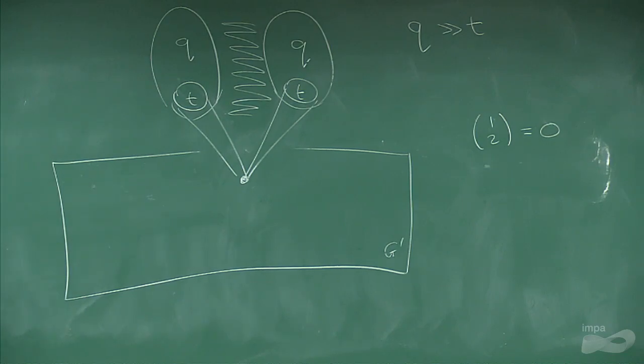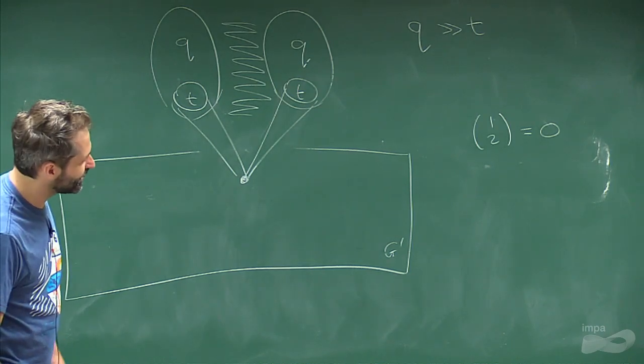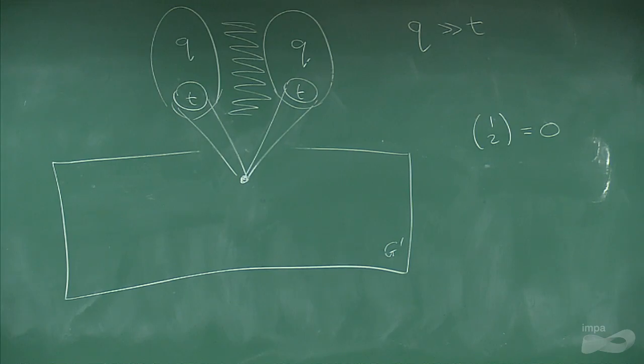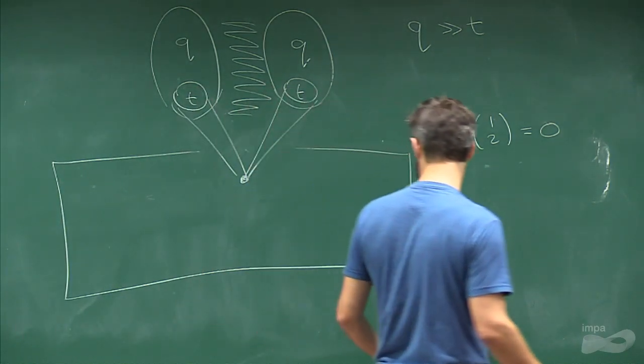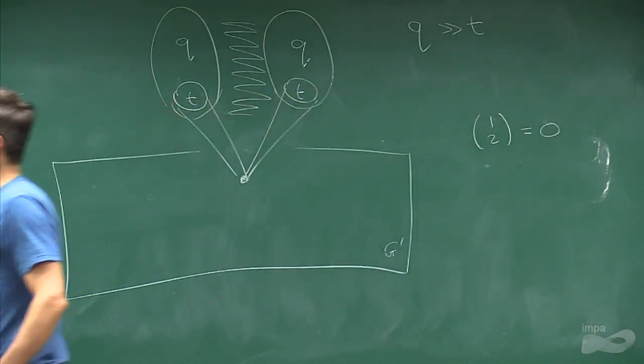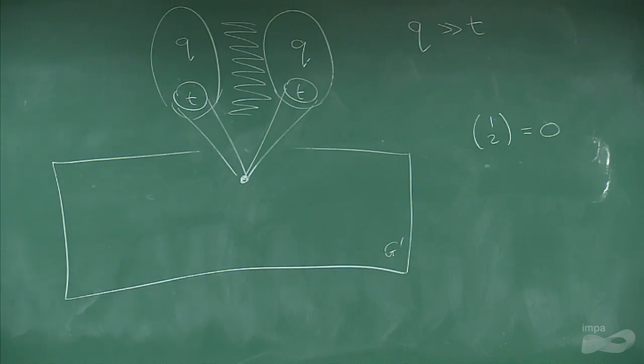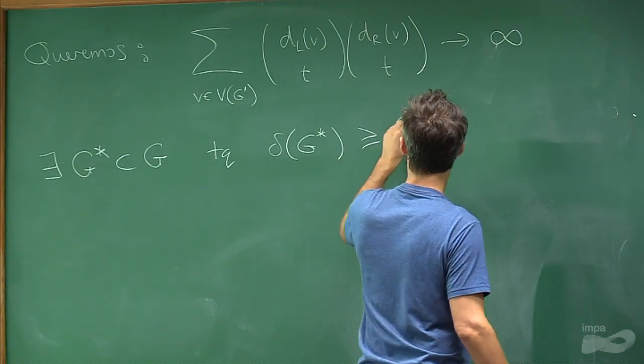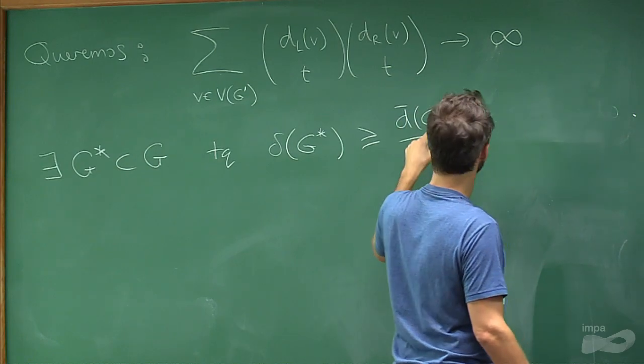So let's go back to the start. I shouldn't have called this G now, G prime. I'm going to start out by, I can't use H either. OK, I'll start with a G star. Let's call it G star instead. So there exists a G star subset of G, a subgraph of G, such that the min degree of G star is at least the average degree of G over 2. What's the average degree of G?